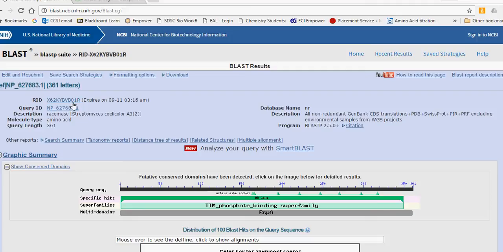Query ID, etc. And what we see is MR-like, so this is a mandelate racemase superfamily-like. So what we can tell from the primary structure information is whether or not this protein is part of a superfamily. Superfamilies tend to have the same overall 3D shape and certain key elements in the primary structure that we can use to identify them. However, the same overall shape can perform different functions based on the catalytic residues in the active site.